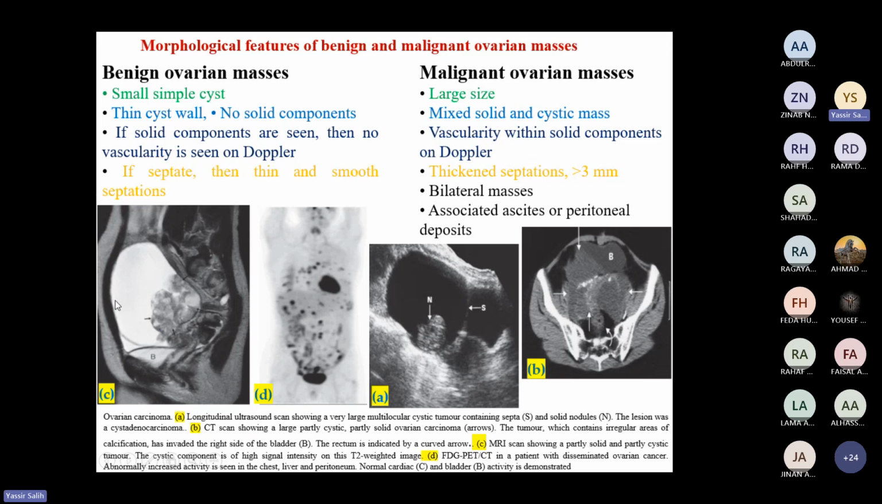What is this examination? MRI. This is MRI. Which plane? Sagittal. So what do you see? What is this?